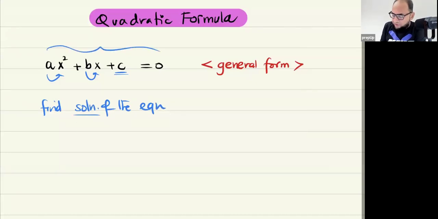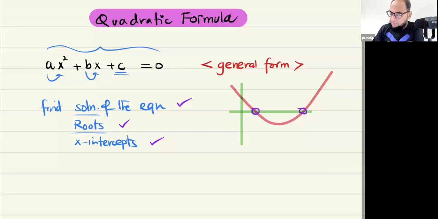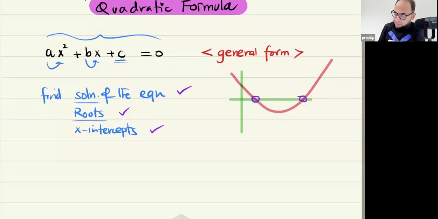It can also be said to find roots of the equation, which means the same thing as x-intercepts, where the graph cuts the x-axis. Just to give you an idea, this is the x-axis, this is the y-axis, and the graph cuts the x-axis like this. So these two are the x-intercepts, they are the roots, they are the solution of the equation. We will definitely go into the graph part later on, but right now I just want to make you understand how to use the quadratic formula.